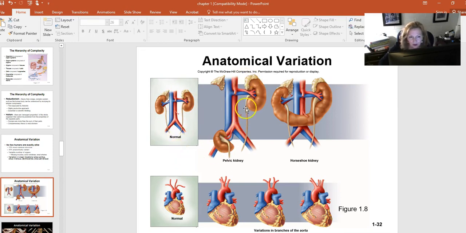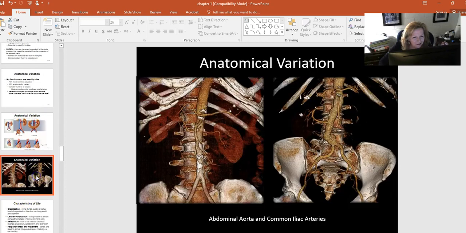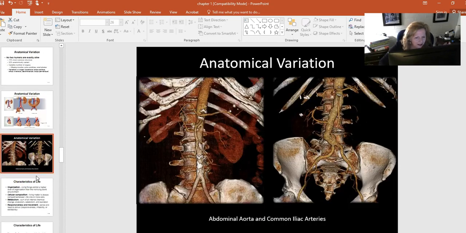But some people are born with two kidneys, but might be in very different locations. Some are only born with one kidney, like one regular kind of kidney. Here's a horseshoe-shaped kidney. Some people don't even know that they have these anomalies until something else happens and they get scanned or whatnot, and they see that they have those. So a normal heart, and then you've got variations of the heart that can be seen as well.